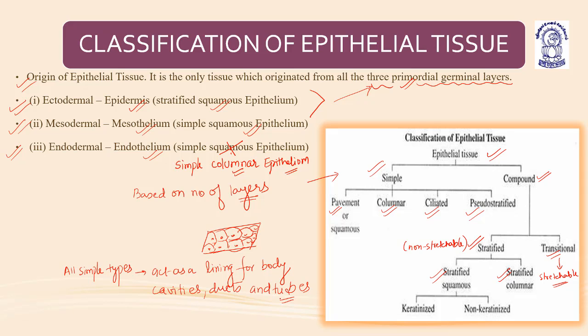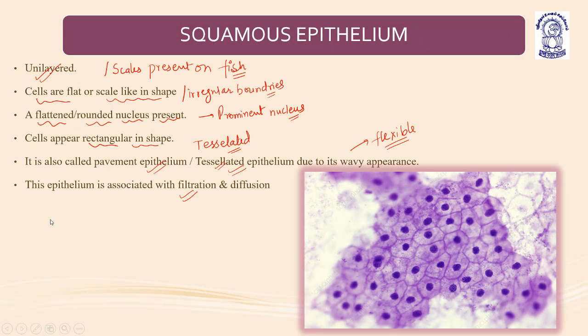Understood? And the compound epithelium mainly serves a protective function, as it does in the case of skin. So for stratified, the main function is to protect. Understood? Now, this slide is already done.